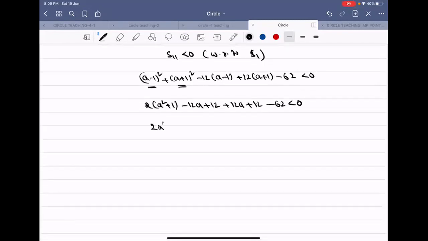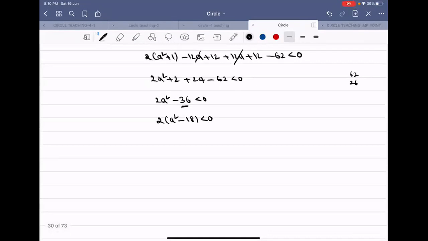So this is 2a square plus 2. Here minus 12a plus 12a cancel. This is 12 plus 12, 24, minus 62 is less than 0. That implies 2a square minus 36 is less than 0. Therefore, 2 into (a square minus 18) is less than 0. We can remove 2, anyway it is positive. Therefore, a square minus 18 is less than 0.